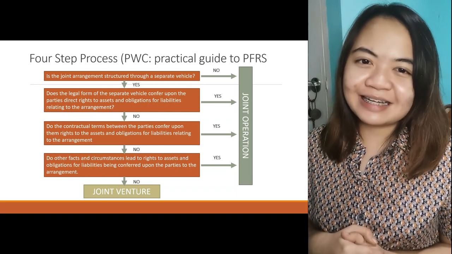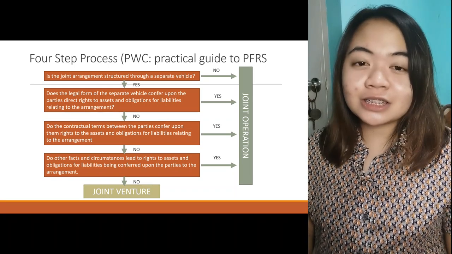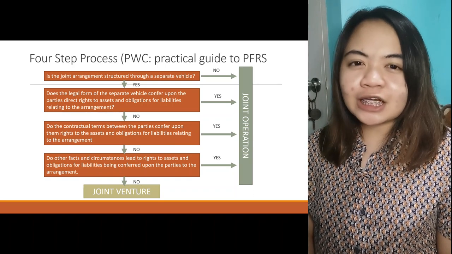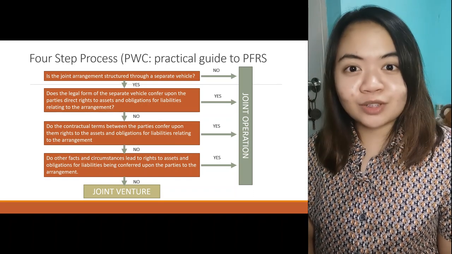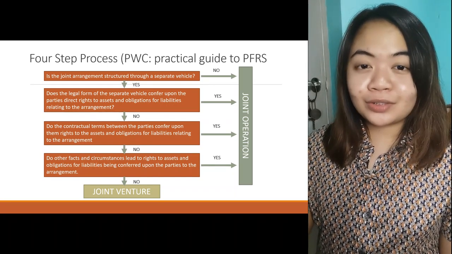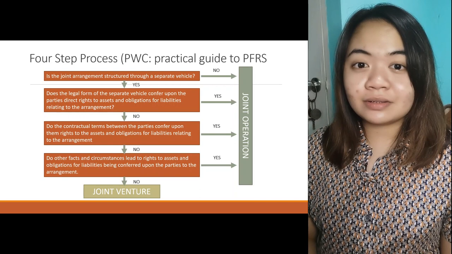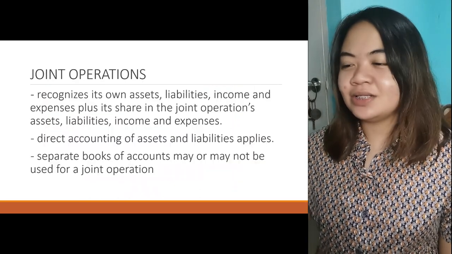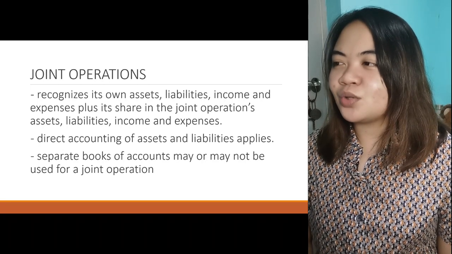Parang tira-tirahin lang naman by definition. Actually, hindi siya tira-tirahin si joint venture. Okay? So, familiar na kayo with joint venture because of the equity method. Okay? So, I'll be uploading the link where you can read this PwC's practical guide to PFRS. Okay? So, yan. Next, we have joint operation.